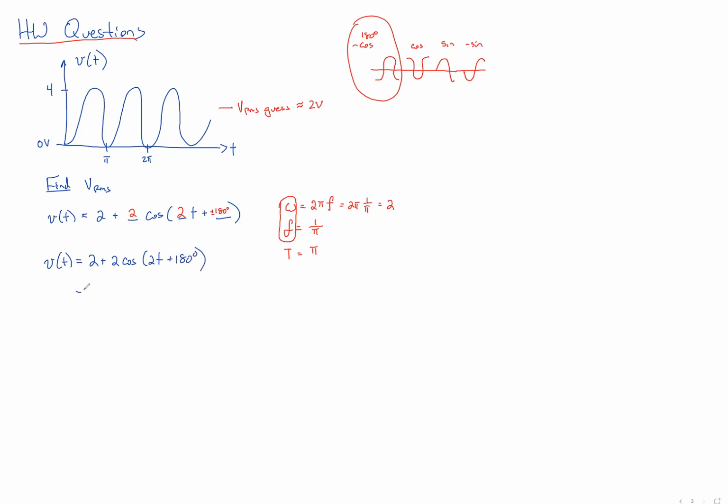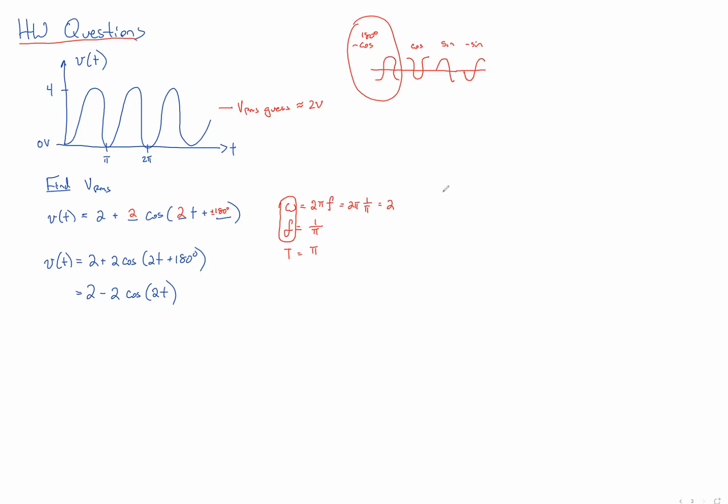And we could write that a little bit even more simply by just saying this. No difference between cosine plus 180 and just negative cosine. Same thing. Any questions on that? Cool. Wait, where does 180 go?